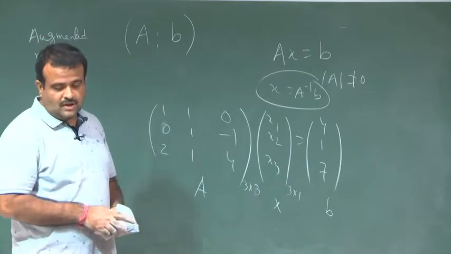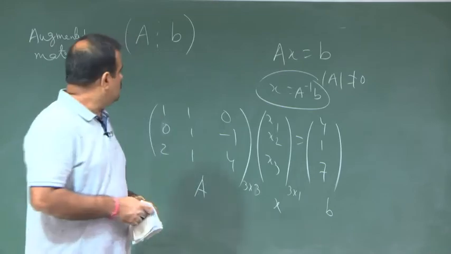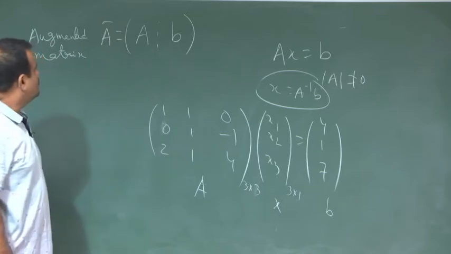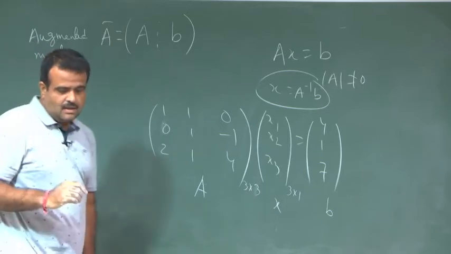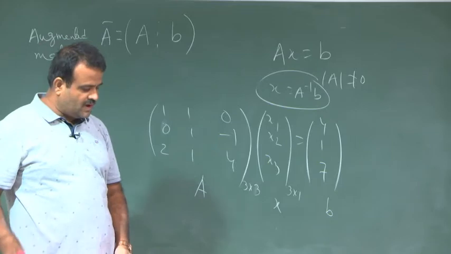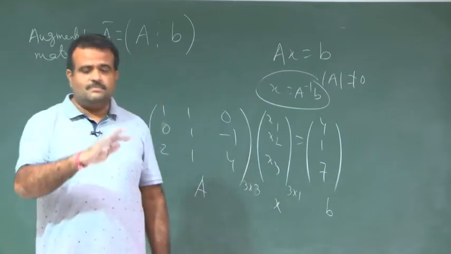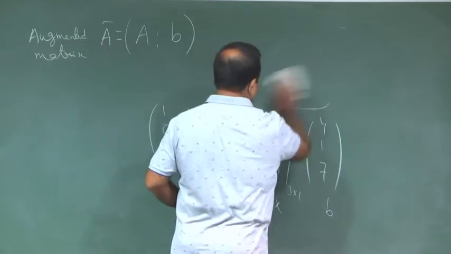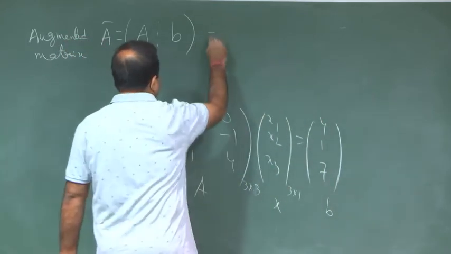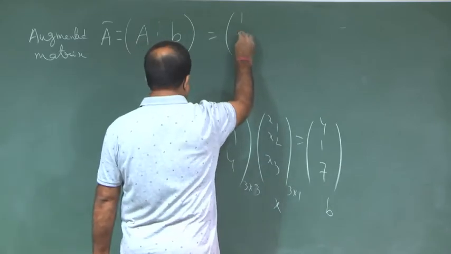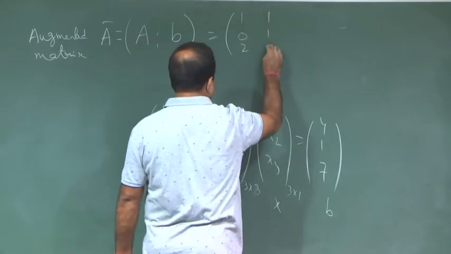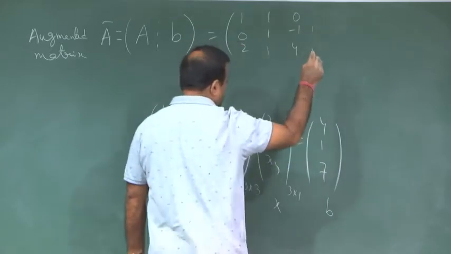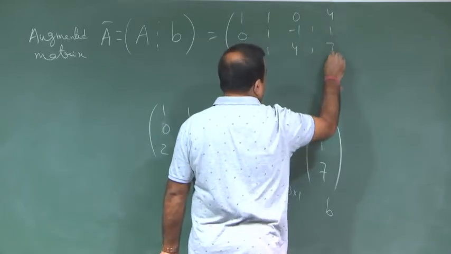Now, how can we use this augmented matrix? Suppose we denote this matrix by A bar. We will apply row operations on this augmented matrix and reduce it to a simpler form. How will we do that? We will see. What is the augmented matrix corresponding to this system? It is [1 1 0; 0 1 -1; 2 1 4] with the b component 4, 1, 7.